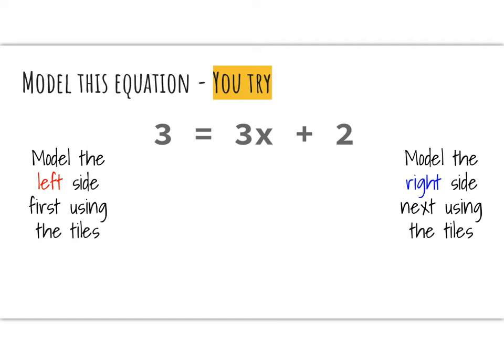Okay, here is problem number 3. We're going to go ahead and try. You have 3 equals 3x plus 2. So now your left side just has a positive 3, and the right side has 3x plus 2. So go ahead and draw a model to represent this equation.